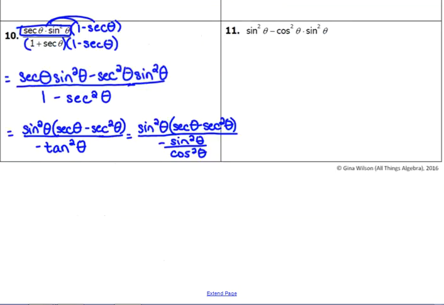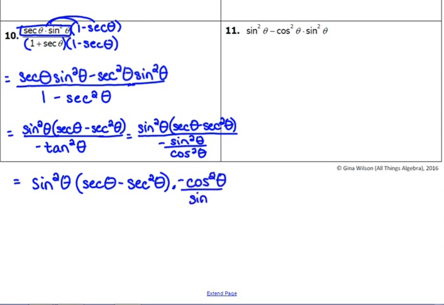This one's a little bit longer than the other ones. Does everybody see what I've done so far? All right, now same deal as in the last problem. We've got a fraction within a fraction. So we keep the numerator the same. We flip the denominator over and multiply. Don't lose that negative.